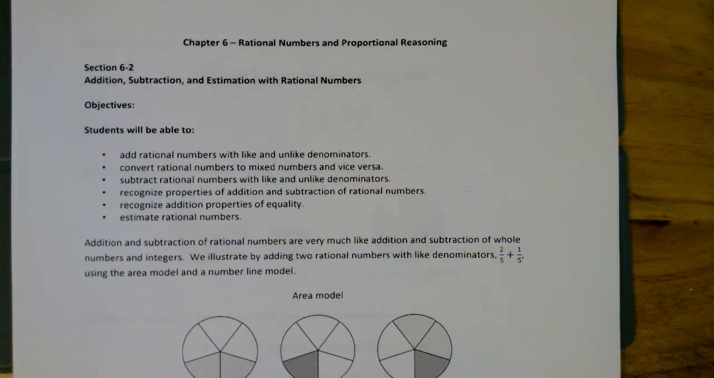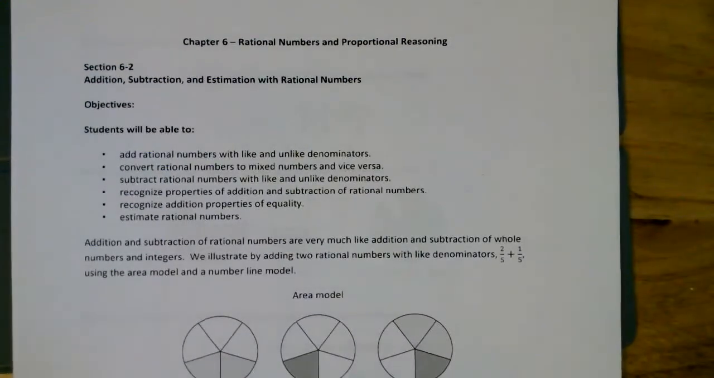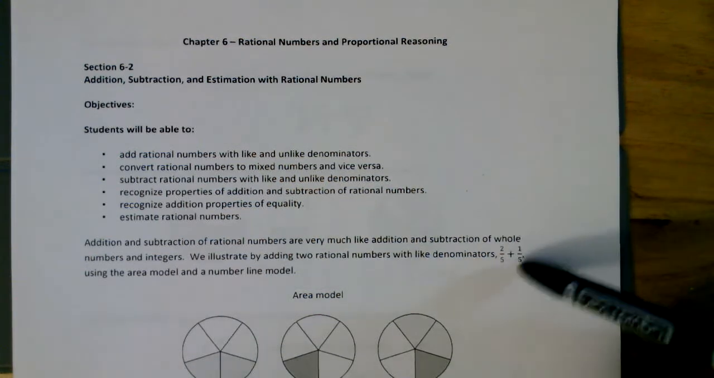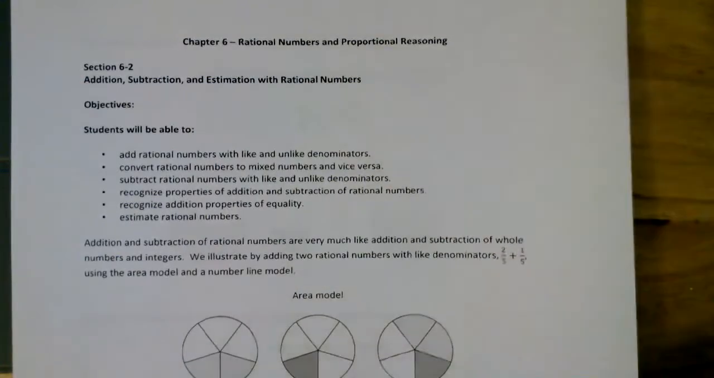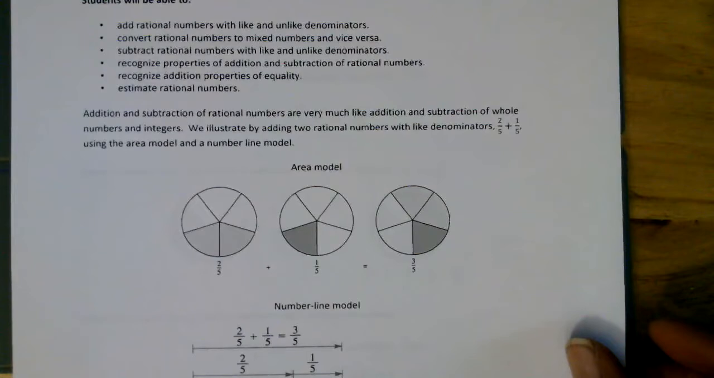Okay, so let's start off by stating that addition and subtraction of rational numbers are very much like addition and subtraction of whole numbers and integers. And here we illustrate that by adding two rational numbers with like denominators. In this case, let's say we got 2/5 and 1/5. And we're going to use the area model and the number line model. So here's what the area model looks like.